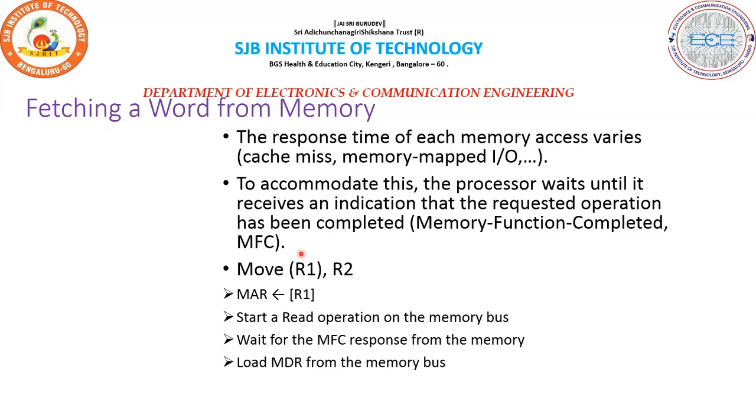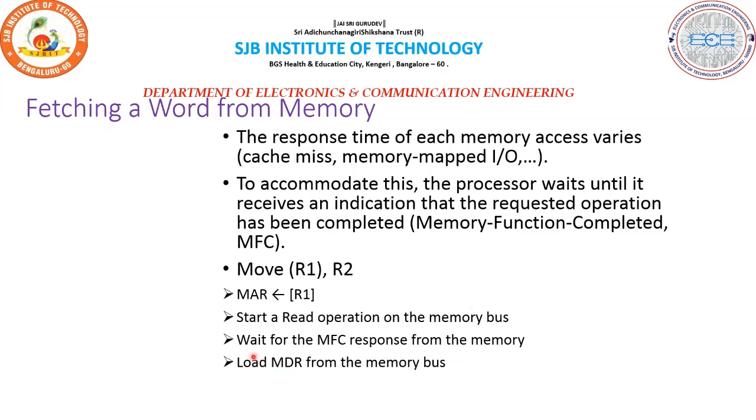Now, for example, take the instruction Move (R1), R2, where R1 holds the address. What is the first step? The content of R1, using indexed addressing, is the memory address. The content of R1 is fed to the memory address register, which starts the read operation on the memory bus, and the processor waits for the control signal, Memory Function Completed, as the response from the memory.